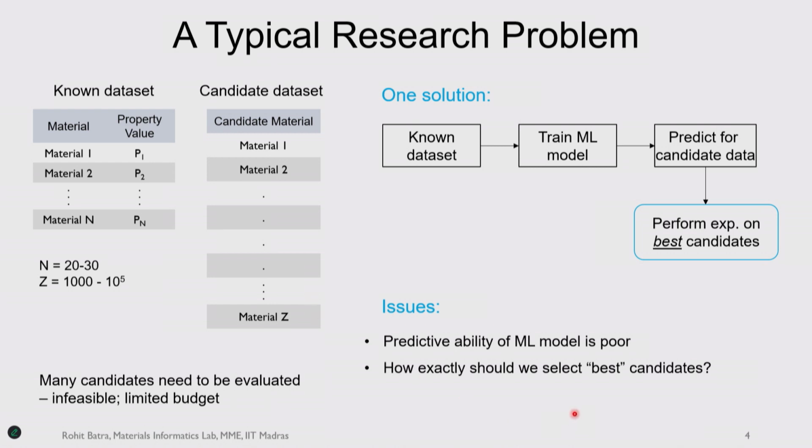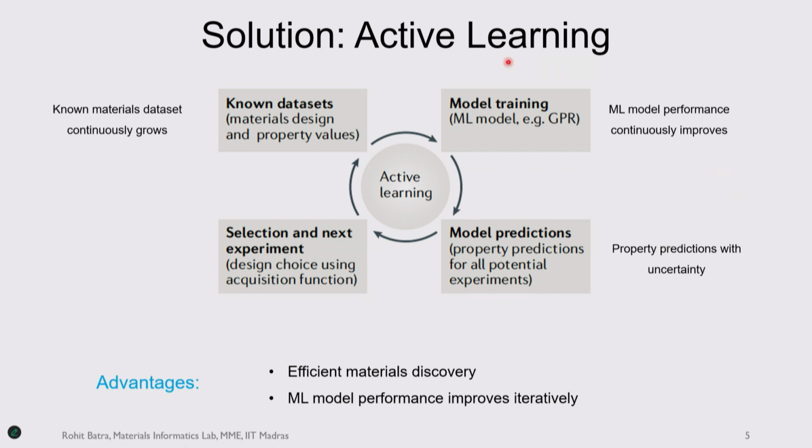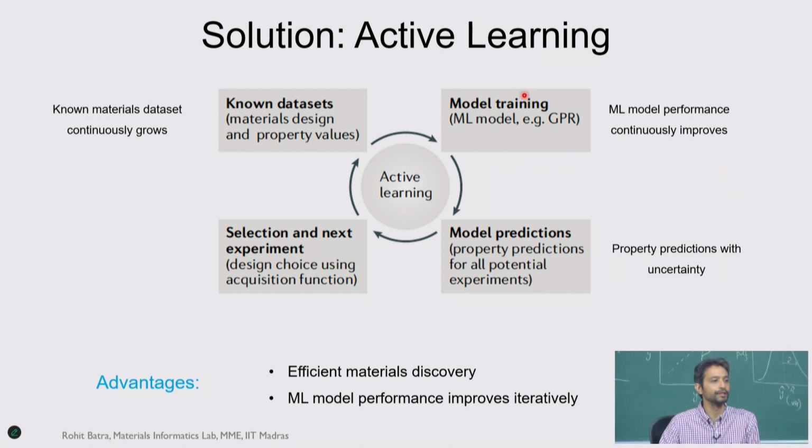And then there is another thing: what is the definition of best candidate? Is the best candidate the one which has the topmost prediction, or is it the one where the model is confident? So what is the definition of best candidate? That is another thing that we should define well. So this is where active learning comes into the picture.